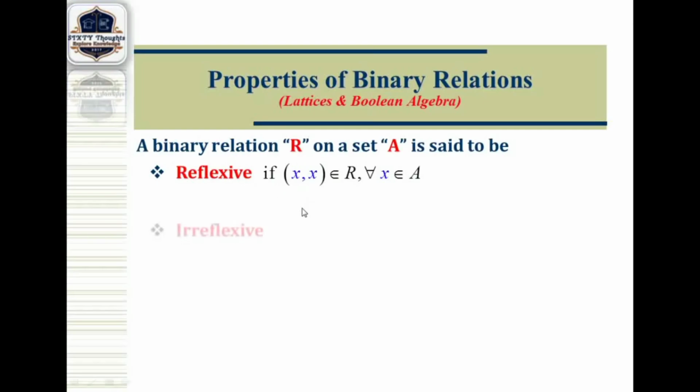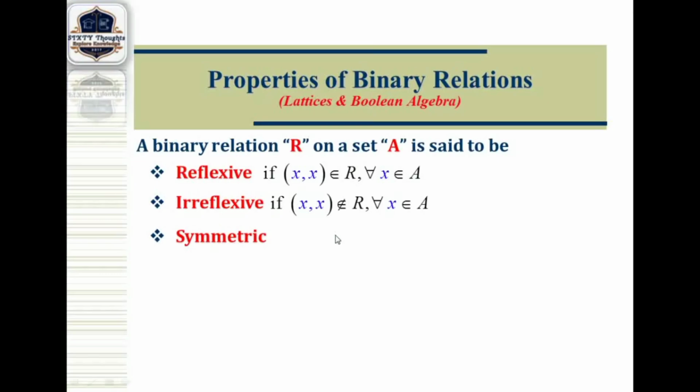Okay. Second one is irreflexive. So what does irreflexive mean? If (x, x) does not belong to R for every x belongs to A, which means (1, 1), (2, 2), (3, 3), these ordered pairs do not belong to the given relation set, then it is called irreflexive.